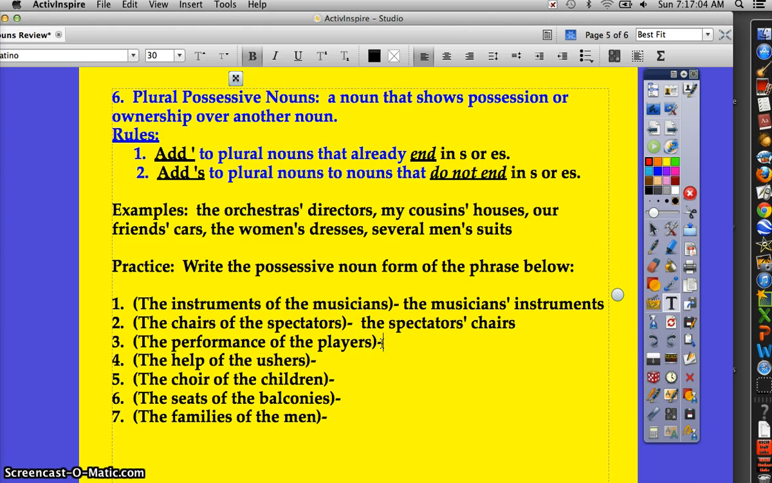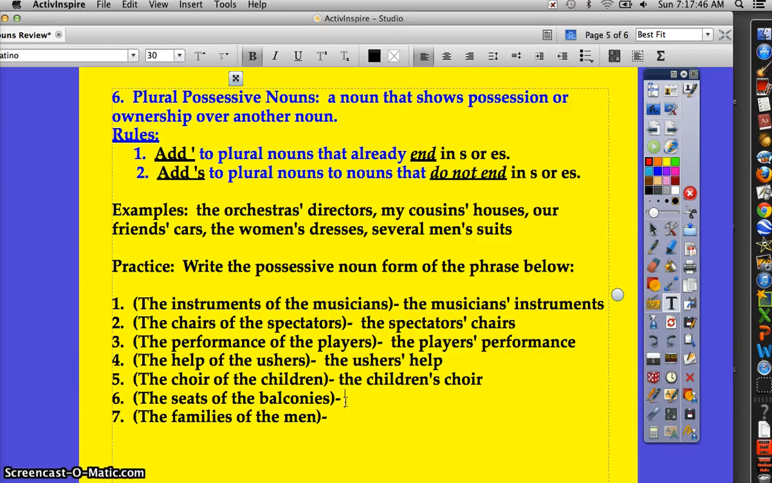Number 3, the performance of the players would be the players, ends in s already, apostrophe, performance. Number 4, the help of the ushers would be the ushers, apostrophe after the s again, help. So all of these ended in s already, so we just added the apostrophe after the s to make it possessive. Number 5, the first rule breaker, the choir of the children. To make that possessive, it'll be the children's apostrophe s, right? It's not ending in s already, so we have to add the apostrophe s, choir.